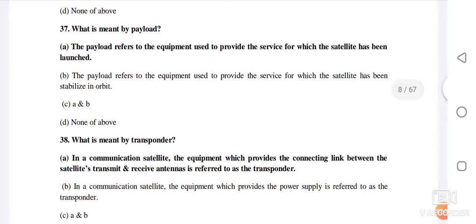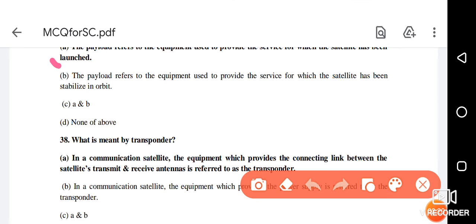What is meant by the payload? So the right answer of this question: the payload refers to the equipment used to provide the service for which the satellite has been launched. So the right answer is option number A.